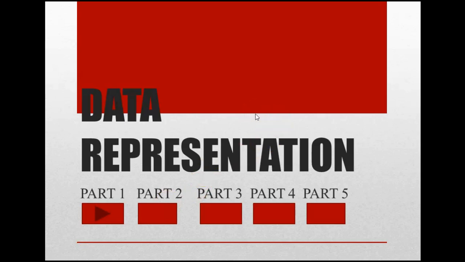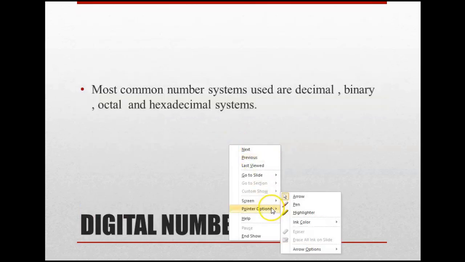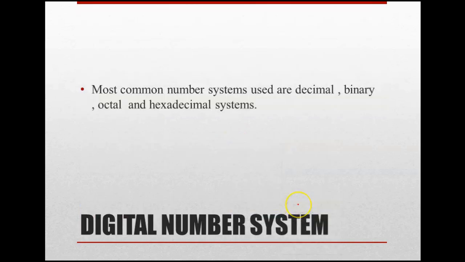So data representation, the first thing is the digital number system. Digital is a term which we are using for computers. Digital is something which we are using for computers. So digital is the data which you can transmit from one place to another place digitally.